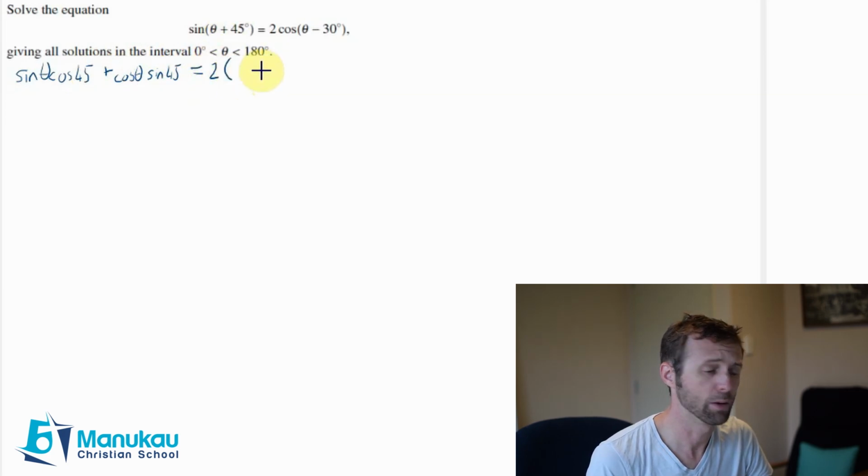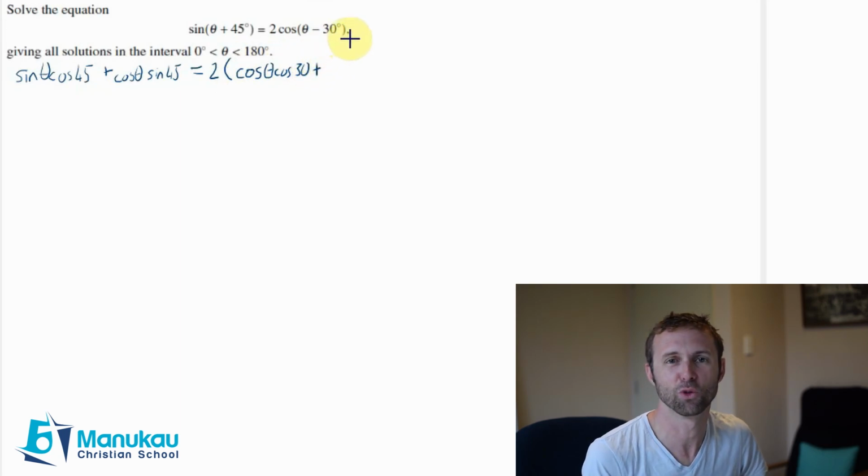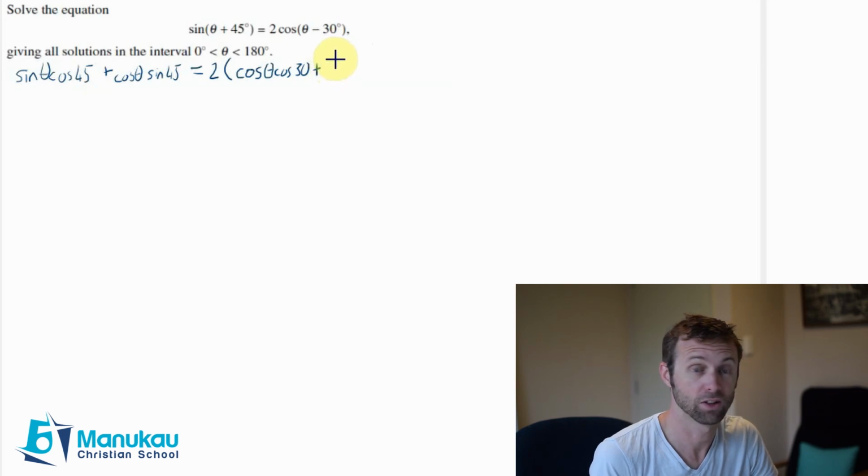And then we'll use our cosine addition rule. Well, this one is going to be cosine theta cosine 30, and remember we've got a minus here, so it'll be a plus here, plus sine theta sine 30. And remember you also get these on the formula sheet, so no big deal, although it's good to know them.